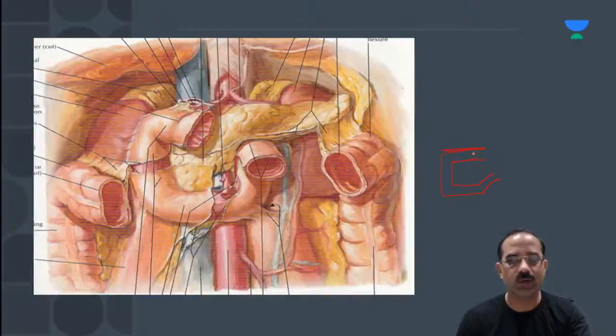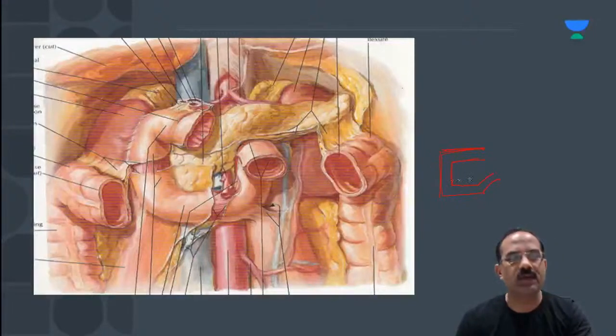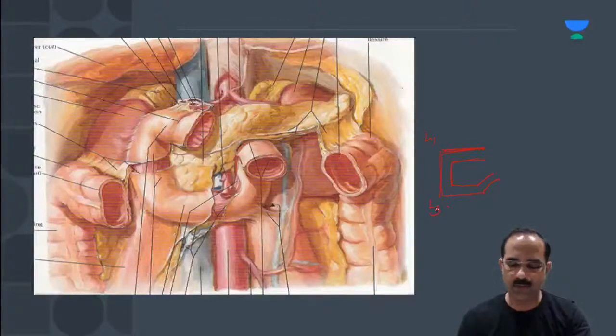Now I'm starting with the duodenum here. The first part of the duodenum is 5 centimeters and lies opposite the body of the L1 vertebra. The second part is 7.5 centimeters in length and extends from L1 to L3 vertebrae.